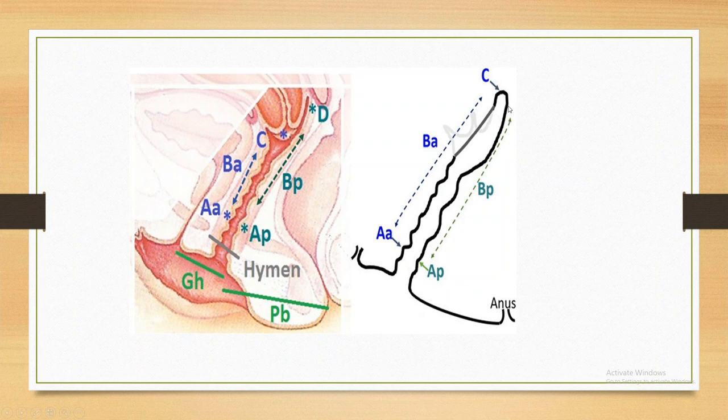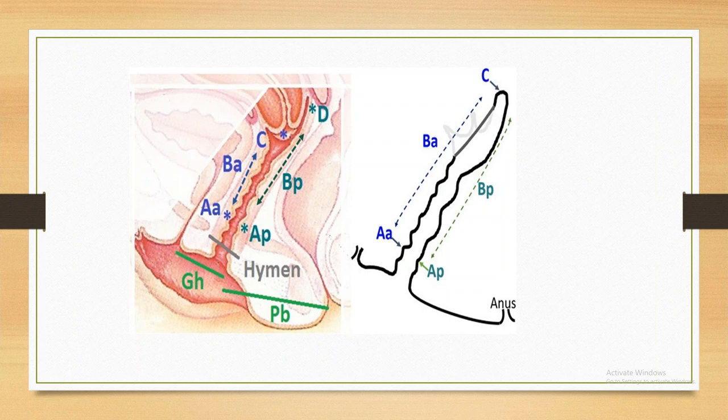But in the normal position, AP and BP are the same, and AA and BA are the same, and their values are minus 3. Both AA and BA are minus 3, AP and BP are minus 3. Clear? Any doubt? Because these are the most difficult points. Other points are very easy.